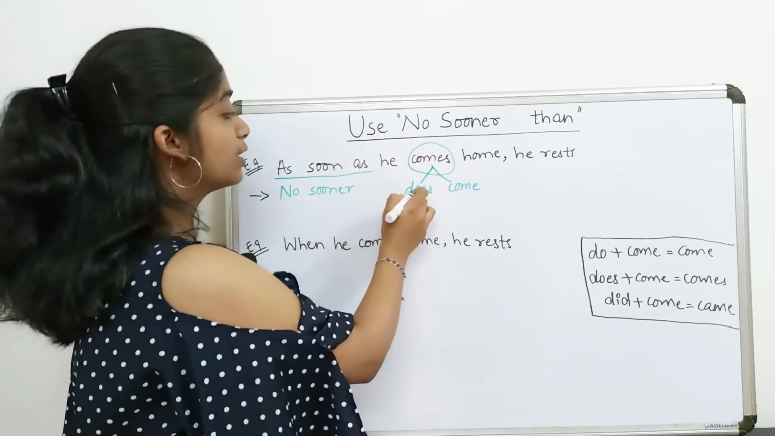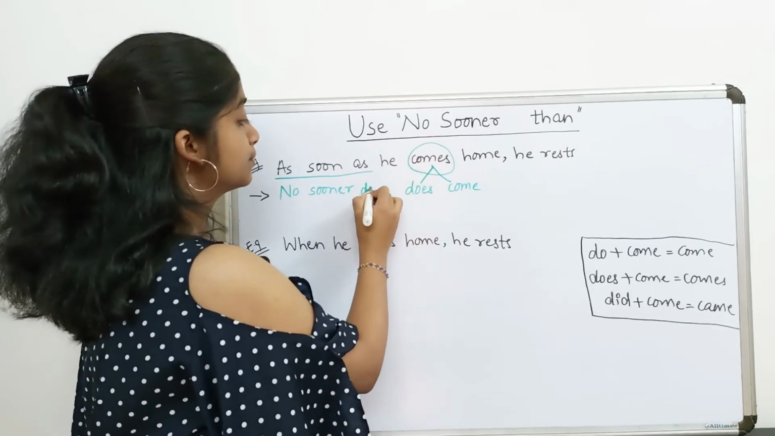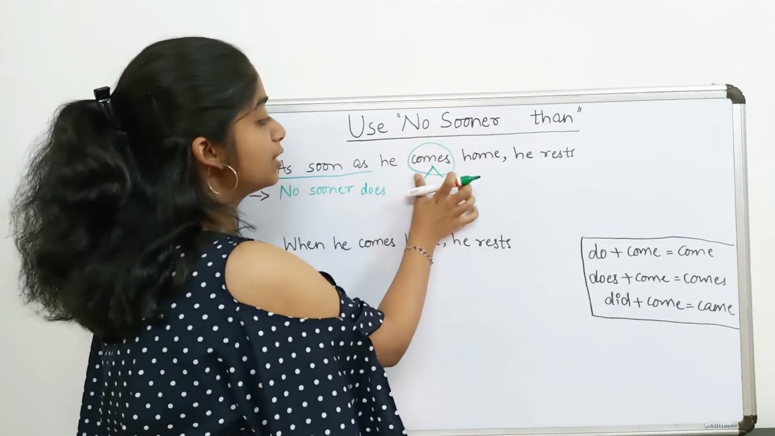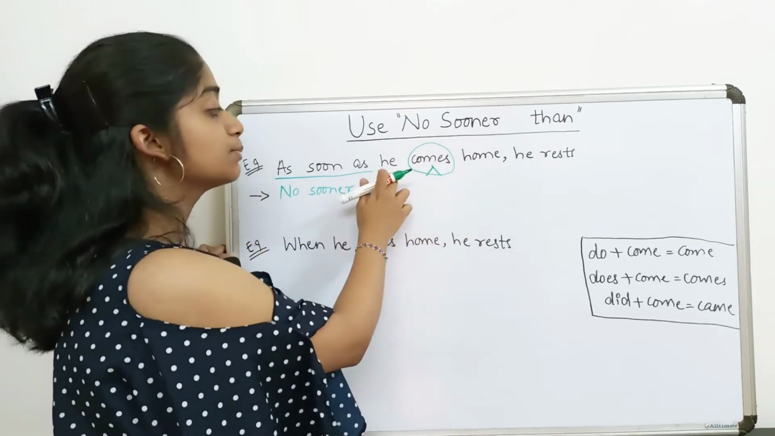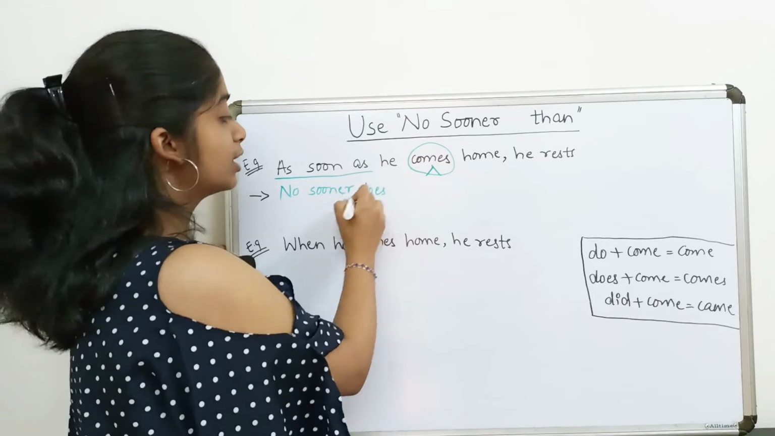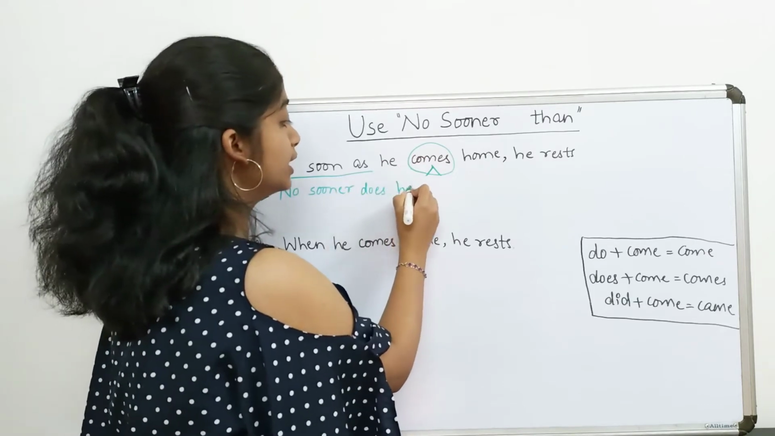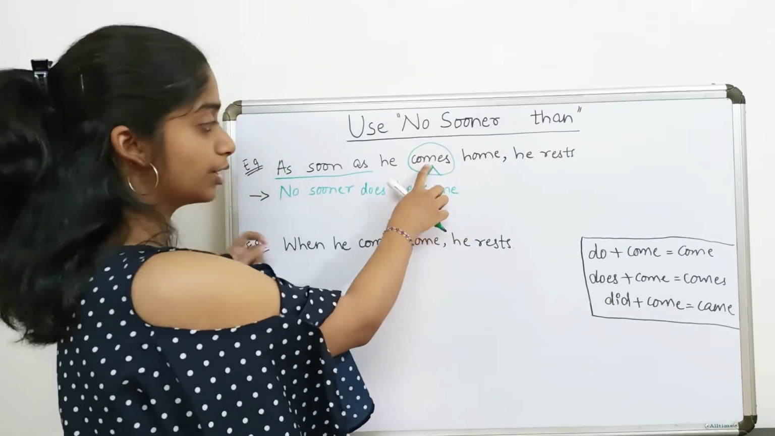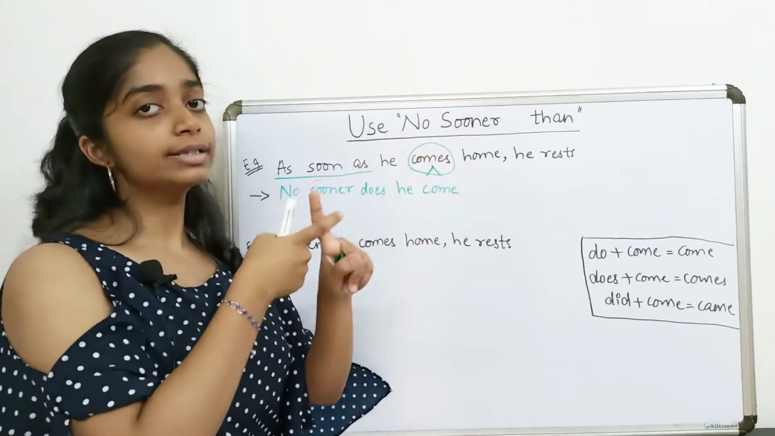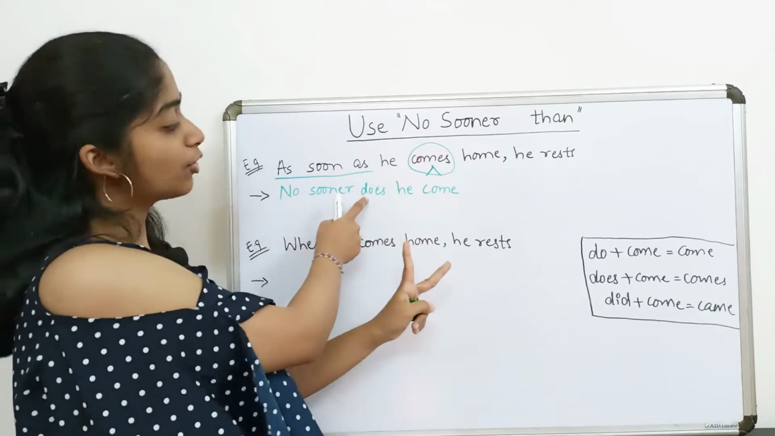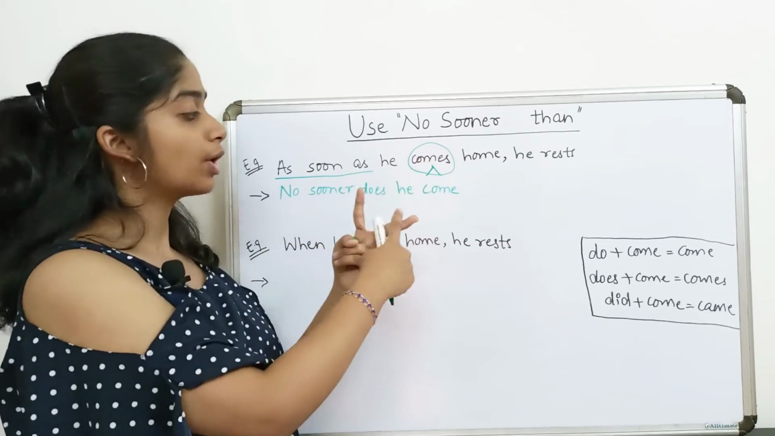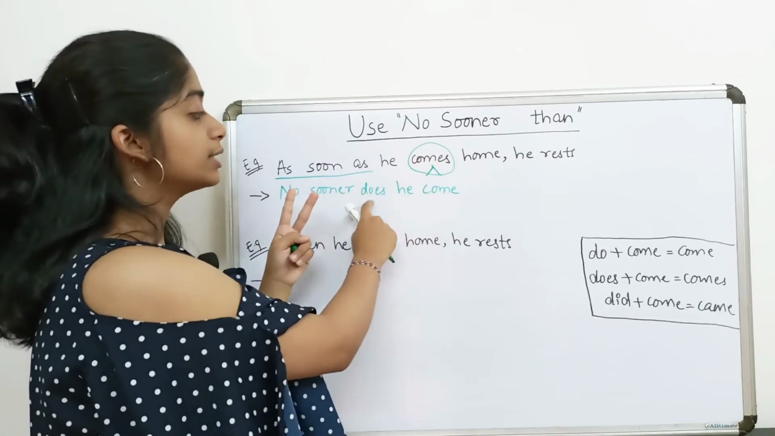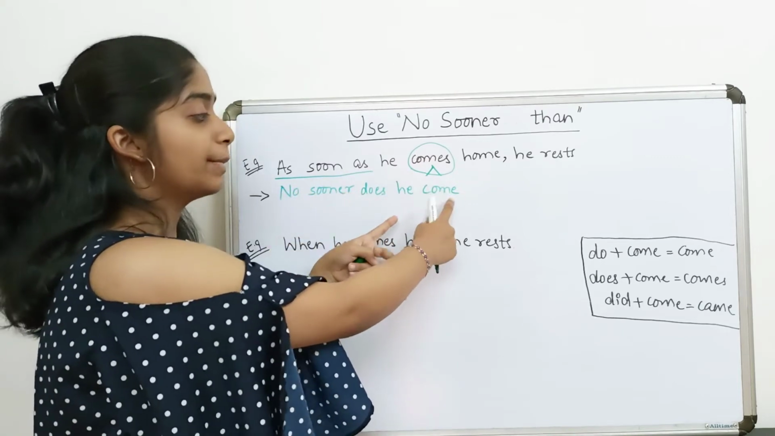So, no sooner does and after does, we have to use the subject, which is the word he. So, no sooner does he come. We had divided this word comes into two, does and come. So, does is already used in the sentence. What remains is the word come. So, it will come over here. Does plus subject plus the main verb come.